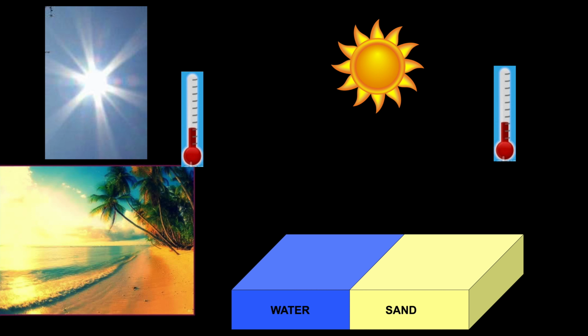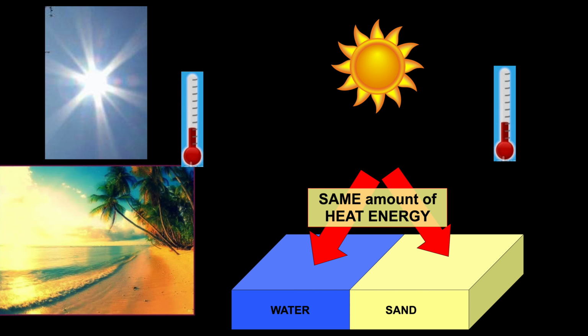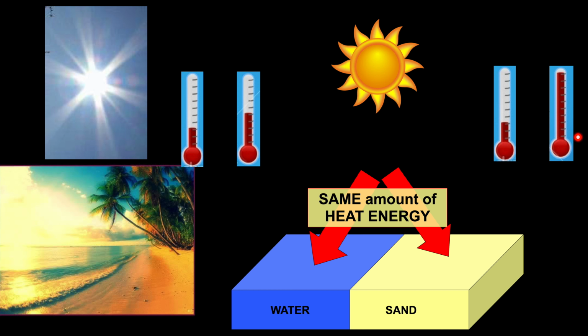Obviously, you'd prefer to be in the water rather than the sand, because the sand would be extremely hot. This is the case even though they've received the same amount of energy from the sun for the same amount of time. But the sand would have heated up far more than the water. They would have received the same amount of energy, but the temperature of the sand would be far higher than the temperature of the water, even though they were initially at the same temperature.